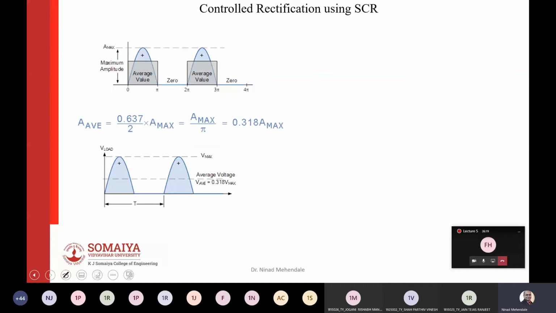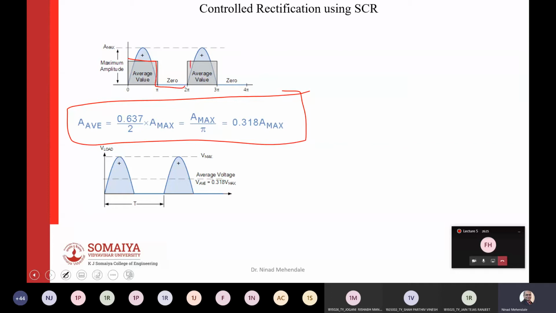Next thing is, obviously there is some mathematics involved behind the half wave rectifier. So you have some average value, then a zero, then some average value, then a zero. So overall, your total average value with the half wave rectifier is 0.318 times Amax, or amplitude max.